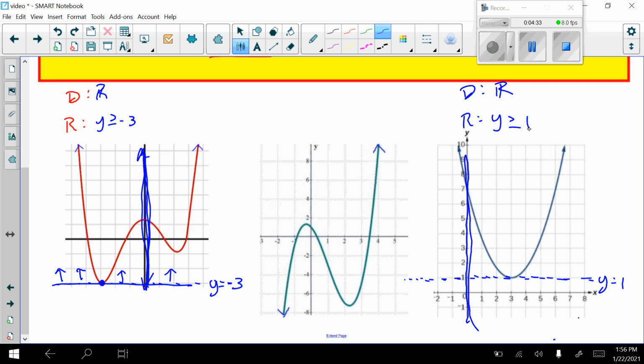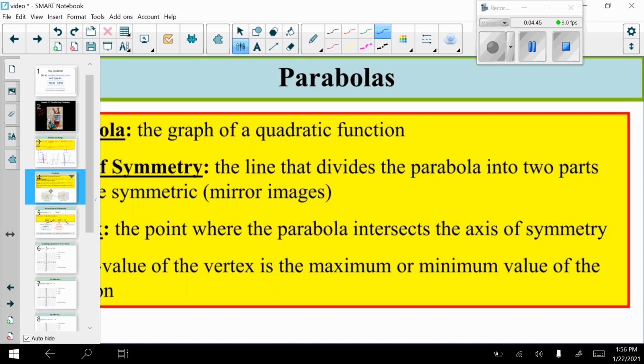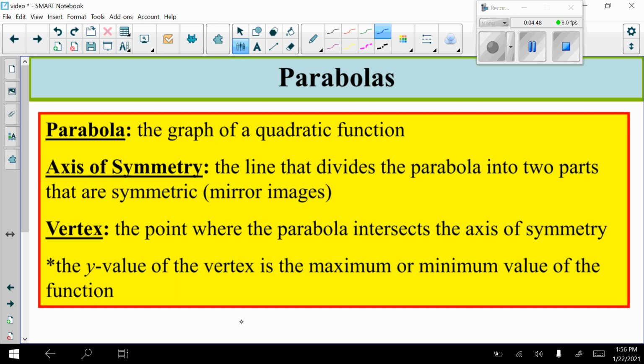Okay? So we'll talk more about domain and range as we move along, but there's my thought process for how to find those things out with a quadratic equation. Okay. Let me tell you about a couple of pieces about a quadratic equation, or parabola in specific. Remember, that's the shape that a quadratic equation makes. There are some technical terms that we need to know.